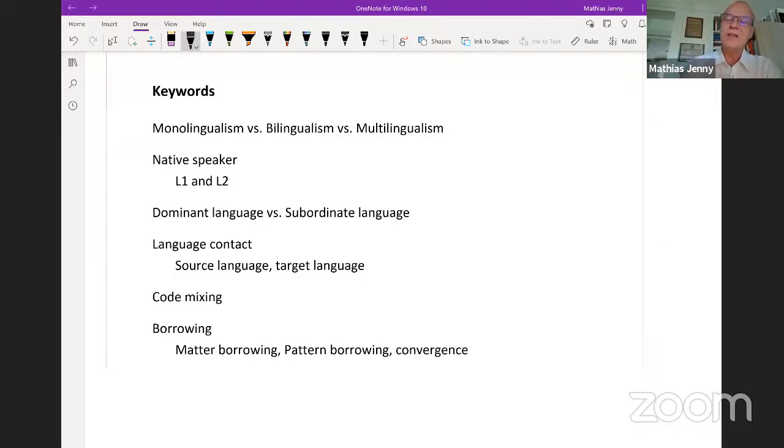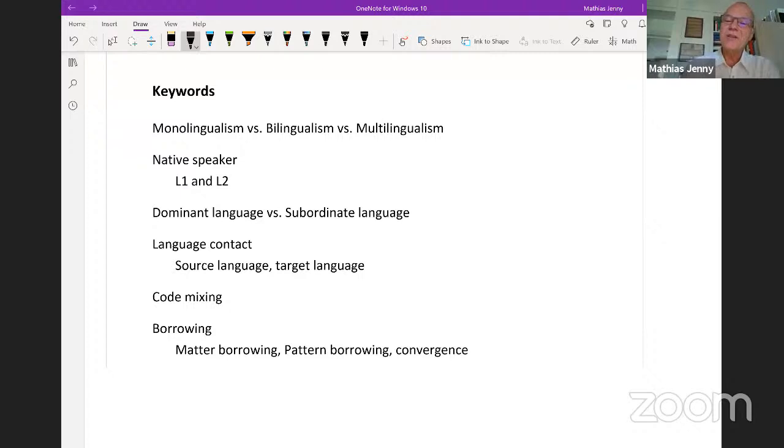When there are more than one languages in use by an individual or a community, usually one of the languages is dominant, is more important, has more weight in several aspects. And the other language or languages are subordinate. That means they are of lesser importance. They are less used, maybe, are less functional.